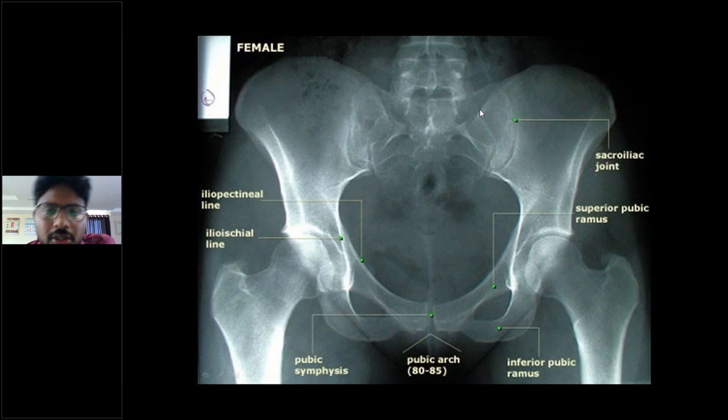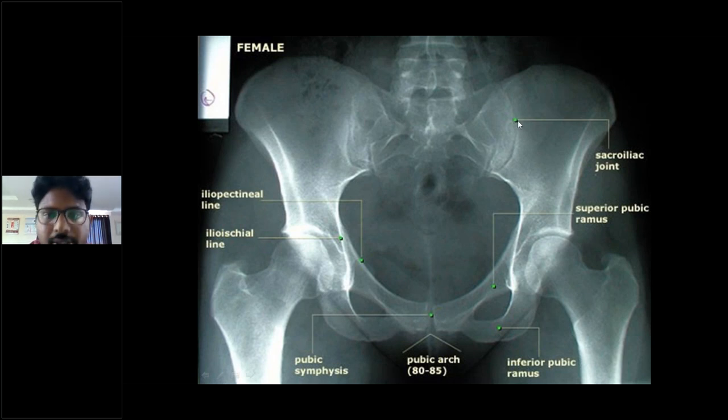Here, this is what you have now. This is the normal X-ray. Have you ever seen an X-ray of the hip? This is an X-ray of the pelvis with both hip joints. Here you can see this line, the sacroiliac joint. This is the sacrum. This is the sacroiliac joint. Can you see? This is where you have to look for symptoms. The other, this is the pubic symphysis. This is the ilioischial line, and this line is the iliopectineal line. These are all the lines seen in this X-ray, but mainly you have to focus on the sacroiliac joint. This is the normal X-ray.